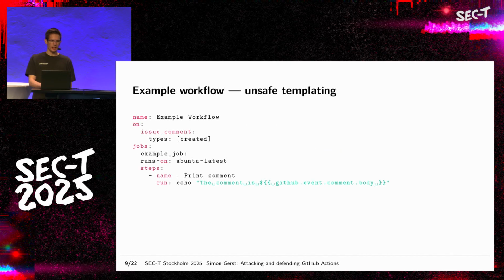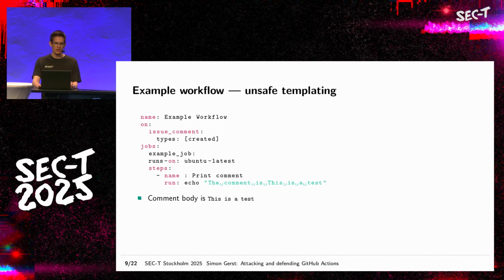And now we have, again, our example, which is triggered on issue command. And all it does is it prints the body of my issue command. And let's assume the body is just, this is a test. Then the string is inserted as is. And yeah, the string is printed.